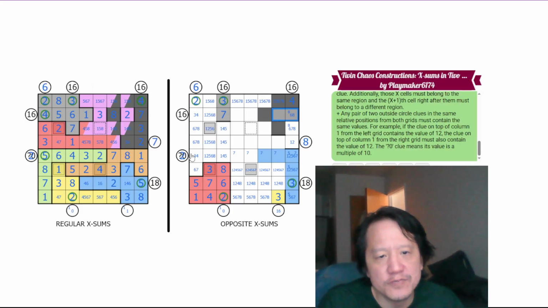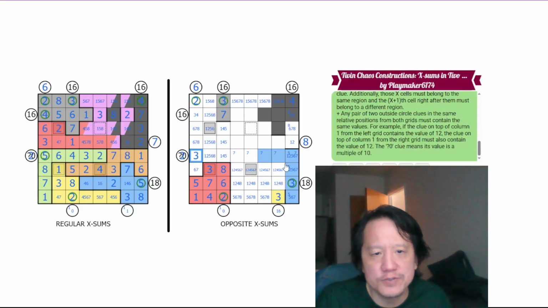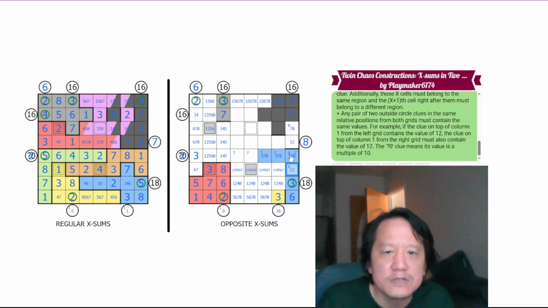Okay, what happens if this is 3? If this is 3, then this must be 5, 7, 8, adding up to 3, or 20. So we'd have 5, 7, 8 here, which eliminates 5, 7, 8 in the rest of the column, or the rest of the region. This can't be 5 or 7. It's 6. So no 6 there, no 6 there.